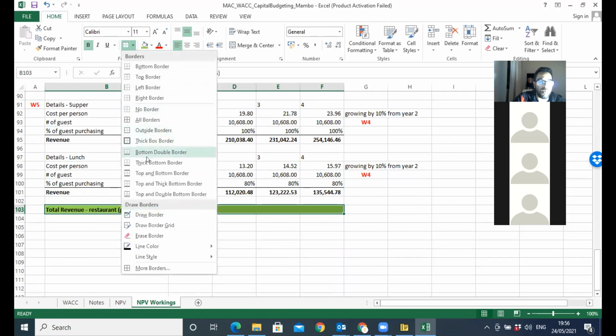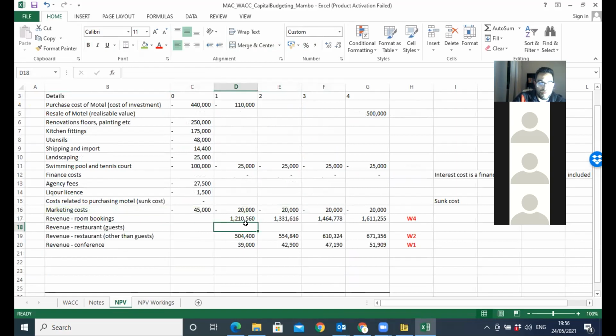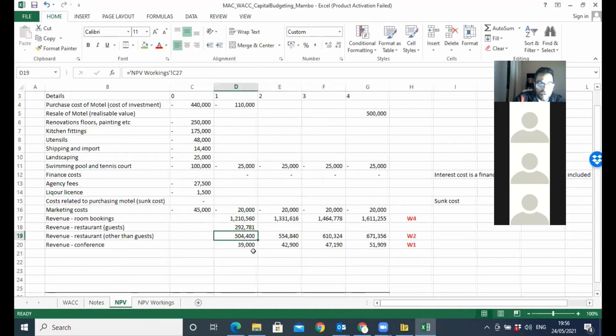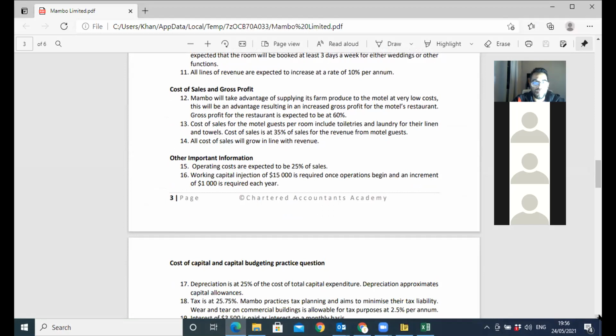You can see it's quite a bit of work, but I hope you understand the mechanics behind it. So it is that plus that. Now I can just go and plug this in. It's equal to NPV calc, working 5. So that is done over there. So revenue is done. Revenue was quite big. Now let's do this last part.